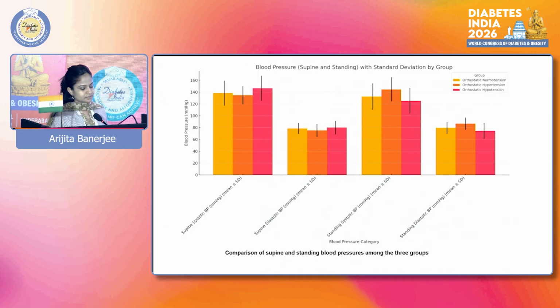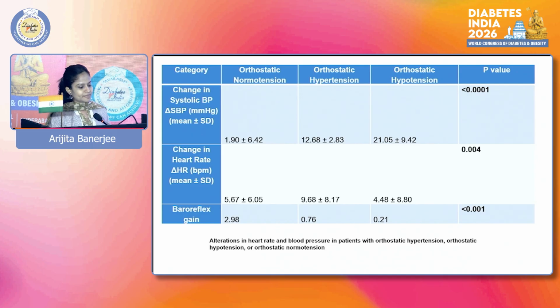This result shows the differences in systolic and diastolic blood pressure changes in the diabetic groups, but we are more concerned with the change in systolic blood pressure and change in heart rate. The change in heart rate was maximum in the orthostatic hypertension group. There is a positive gain in blood pressure of 12.68 in the orthostatic hypertension group, and a drop in blood pressure of 21.05 in the orthostatic hypotension group, which makes the baroreflex index 0.21, indicative of neurogenic hypotension.